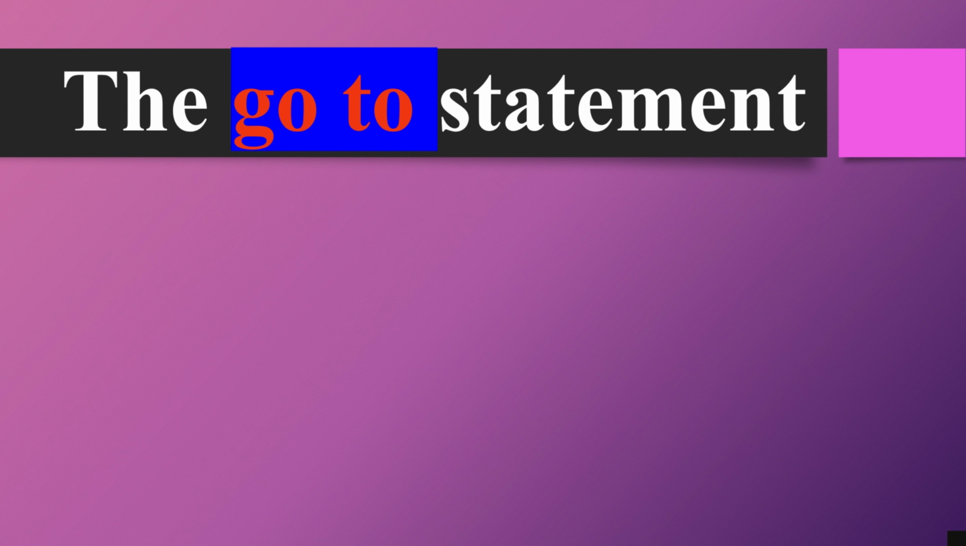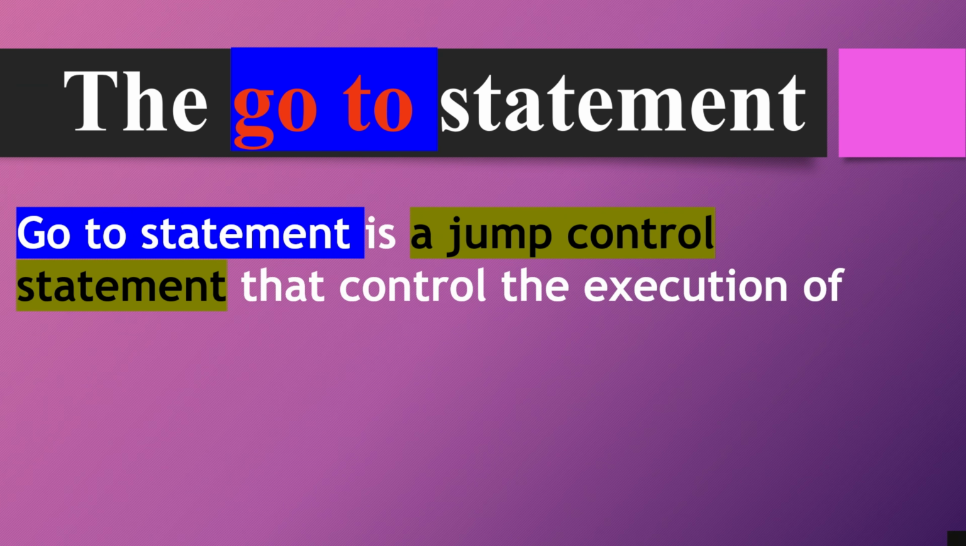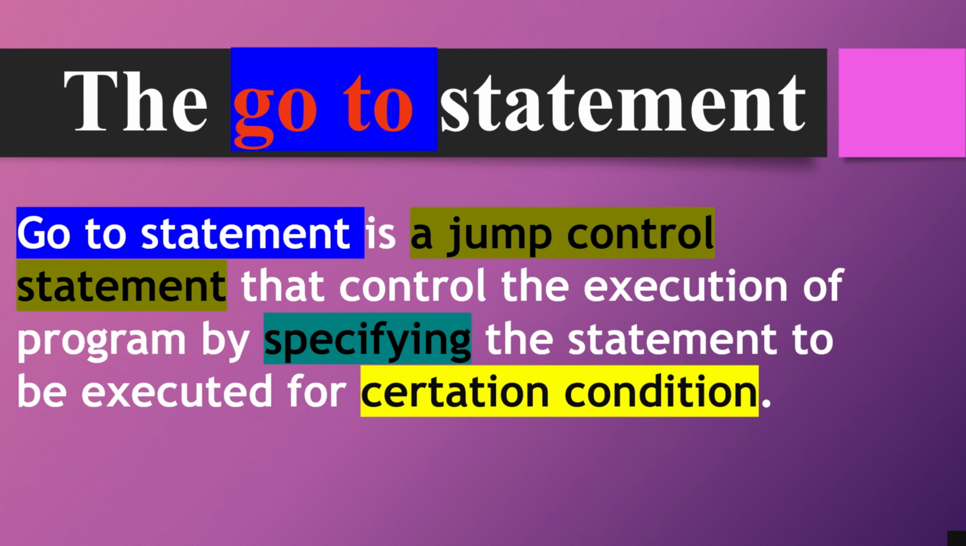We are going to continue our lesson, which is jump control statement. Remember, in the previous lessons we already covered break and continue statement. Now let us go to the goto statement. Simply, goto statement is a jump control statement, of course, that controls the execution of a program by specifying the statement to be executed for a certain condition. Let us see how it works.